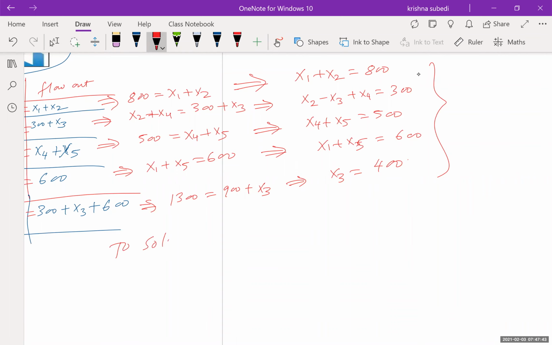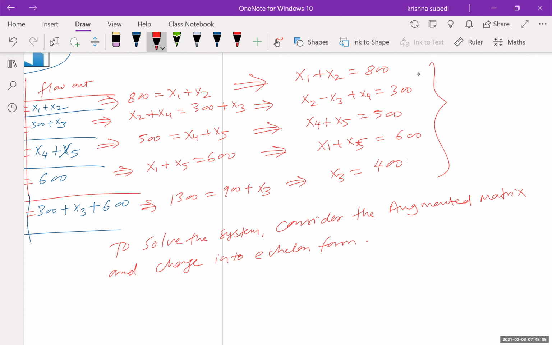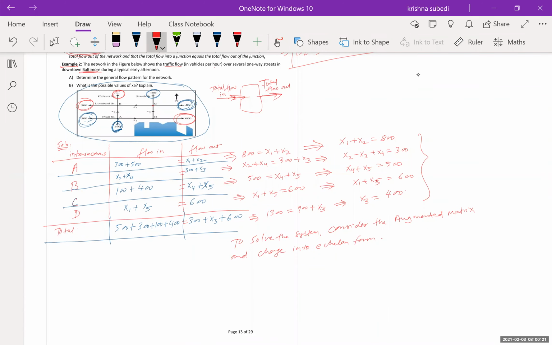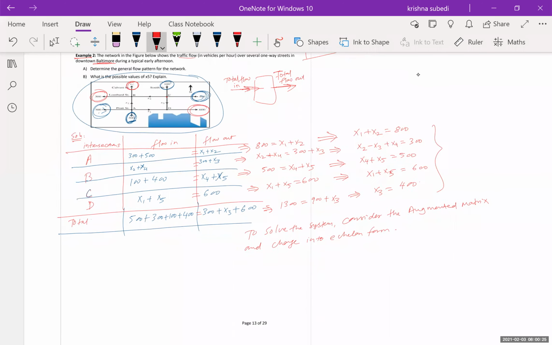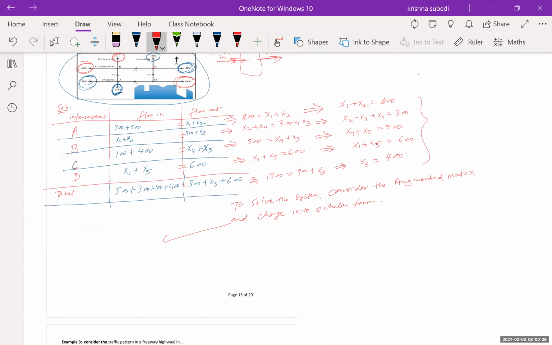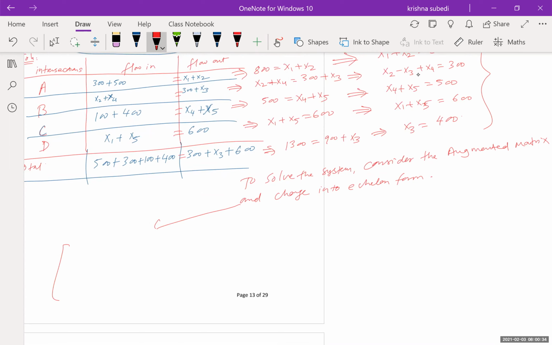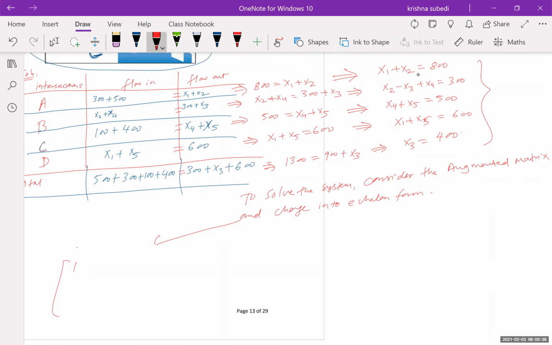So to solve the system, consider the augmented matrix and change it into echelon form. So in the augmented matrix for this system, let me write it all the way here. So the augmented matrix will be 1. Okay, this is your x1, x2, x3, x4, x5, and then the constant term.